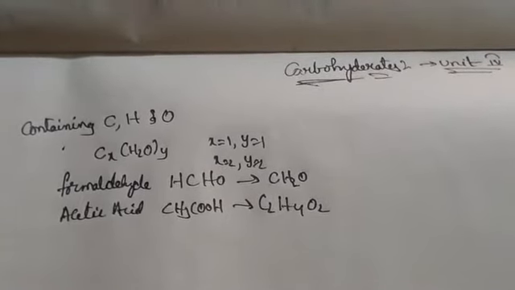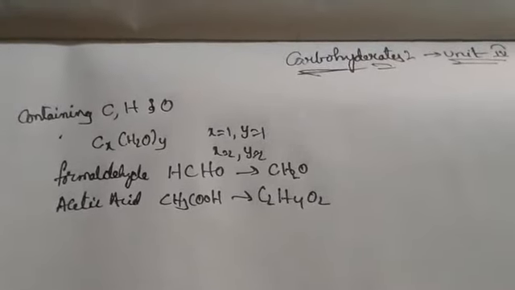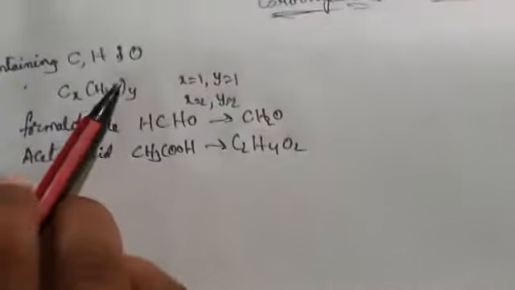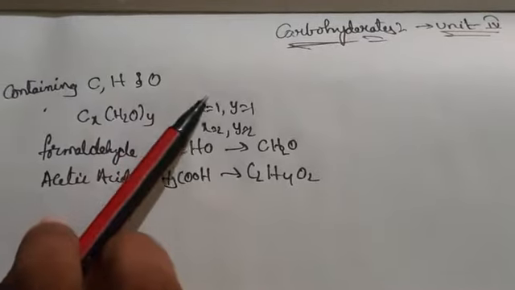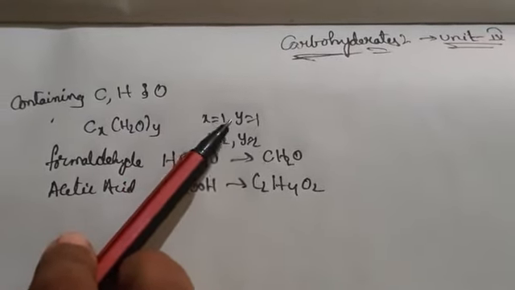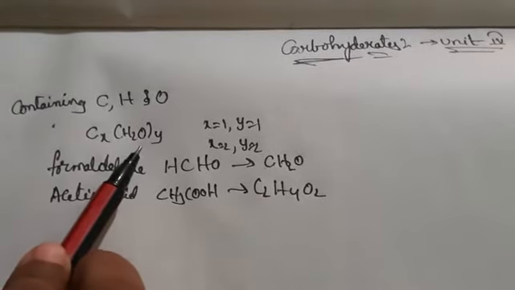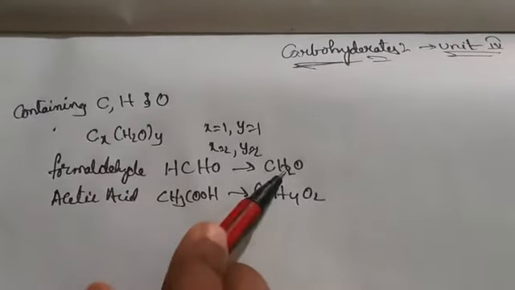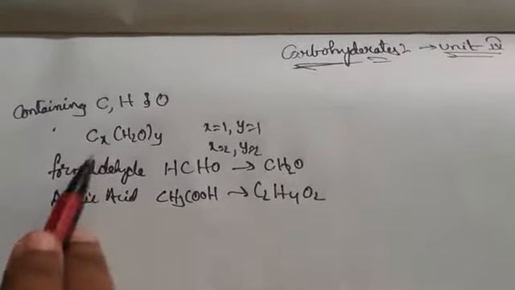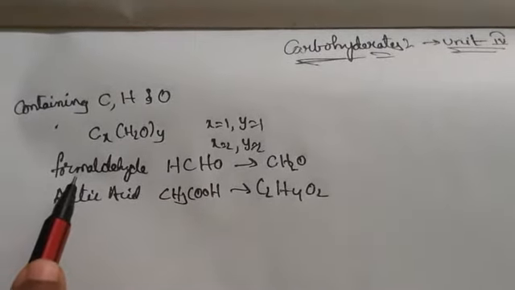So let us take the formula CxH2Oy. In place of x, if I keep x equals 1 and y equals 1, we are going to get C1H2O1, which means the formula CH2O. Formaldehyde we are going to get.